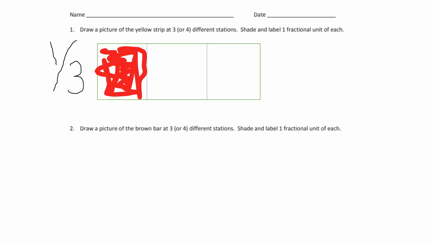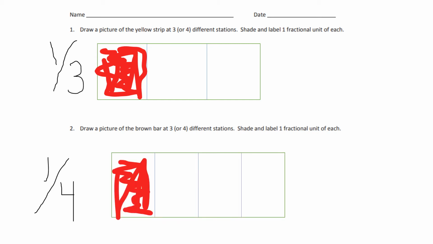Now you're going to do number 2, draw a picture of a brown bar at 3 or 4 different stations, shade and label one fractional unit of each. So again, you're just going to draw a rectangle and turn it into fourths. So I'll give you some time. All right, I'm moving on. Again, if you need more time, just pause this video. All right, so here you can see I drew my rectangle. It has 4 equal pieces again. One piece is shaded and it's labeled as 1/4.